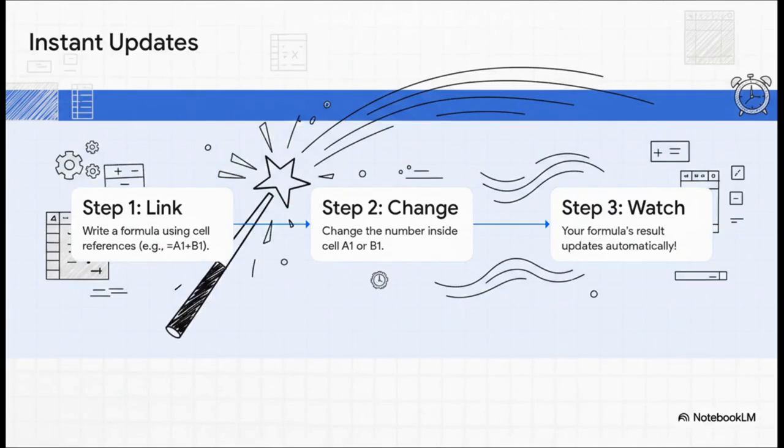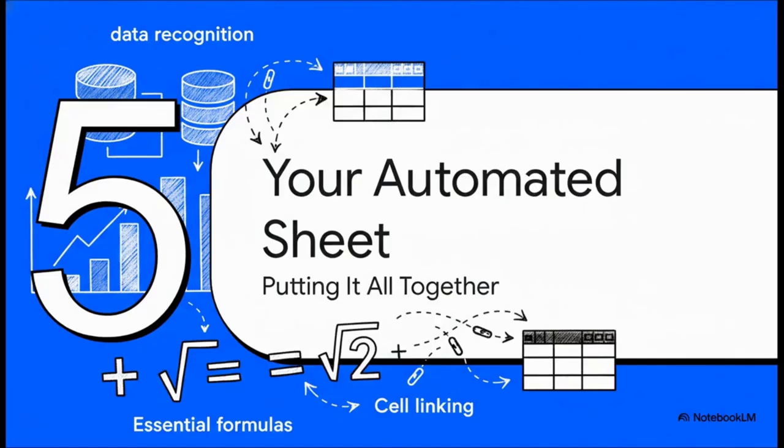And here is the beautiful payoff. Once you've linked your formulas to cells, you can go back and change the numbers in those cells whenever you want. And the very instant you change a number, bam, your answer updates automatically. No redoing the math, no retyping the formula, it just works. That's the magic.